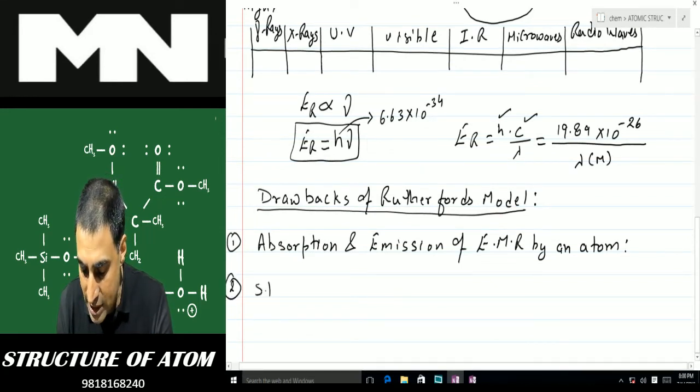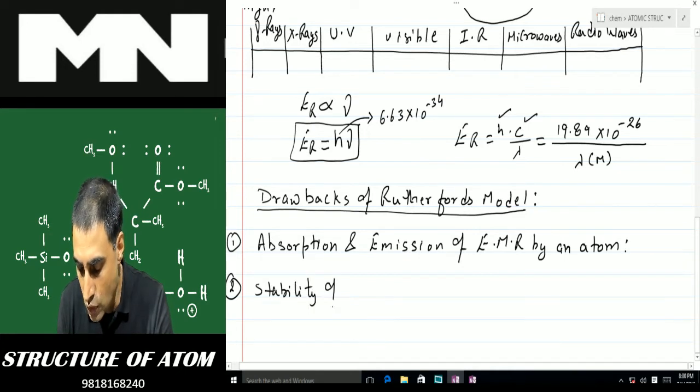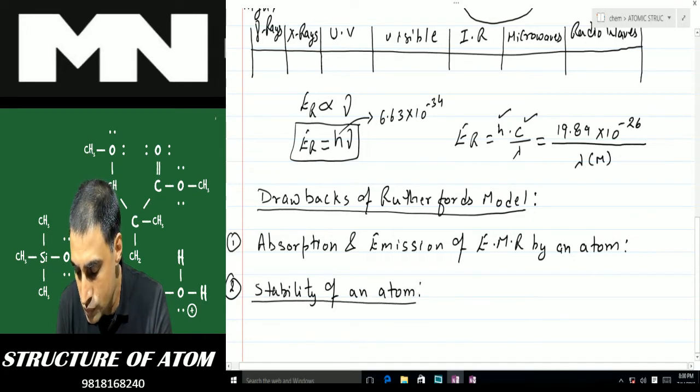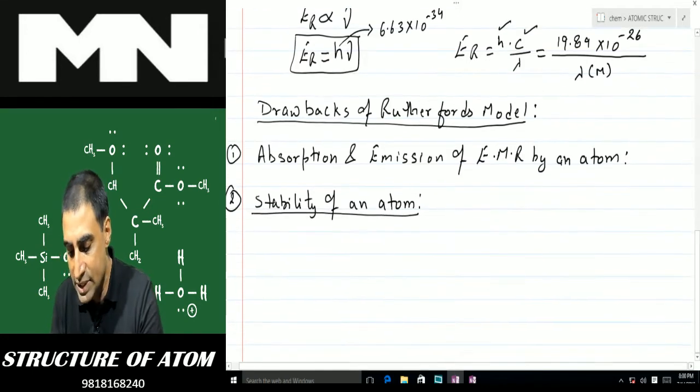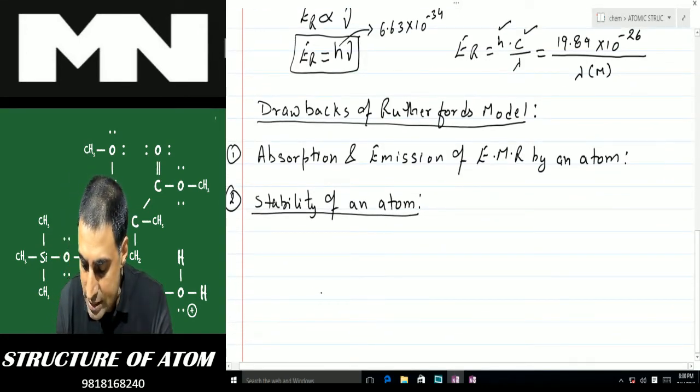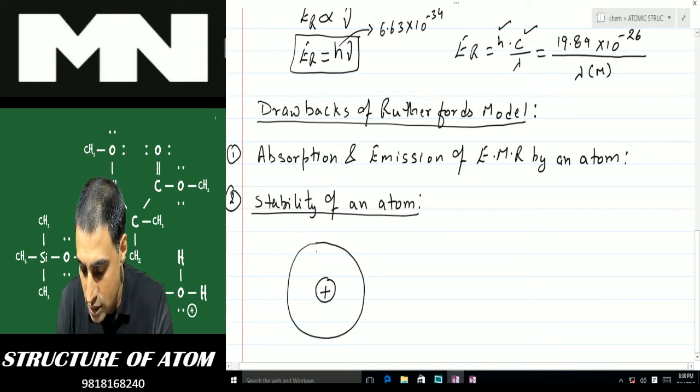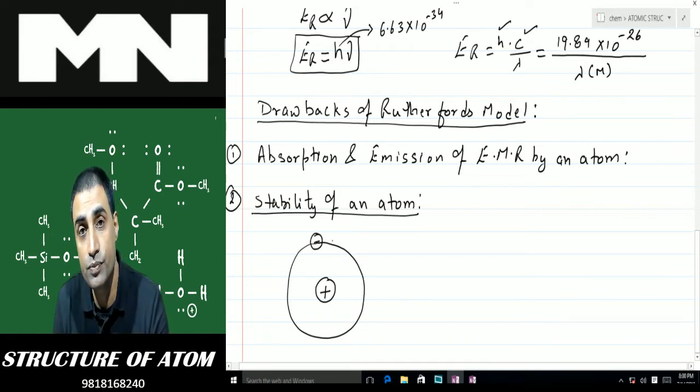was the stability of an atom. Well, if we see, according to Rutherford, an atom is somewhat like this, where you have a nucleus in the center and you have a circular path around the nucleus in which the electron revolves around the nucleus.